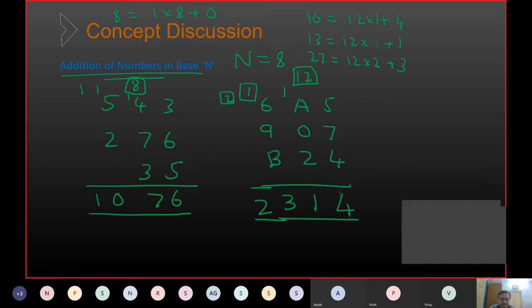Is that clear now? How are we doing this addition? All we are doing is, had it been base 10, I would have written 10 into 2 plus 7. But here I'm writing 12 into 2 plus 3. So every time the carryover is determined by multiple of 12 instead of multiple of 10.